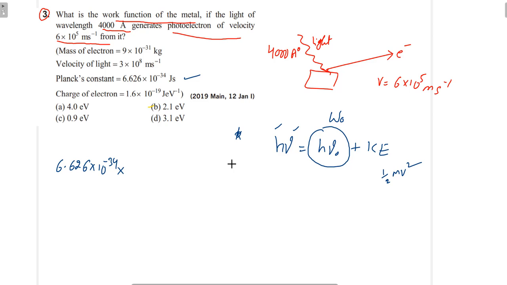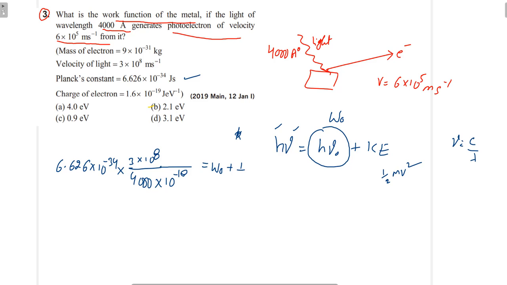Nu equal to c by lambda. The formula is nu equal to c by lambda, where c is the light velocity. Light velocity is given as 3 into 10 power 8, c by lambda, 4000 angstroms. Converting 4000 angstroms into meter: 10 power minus 8 is for centimeter, 10 power minus 10 is for meter, so you have to multiply by 10 power minus 10. Now h nu is over, and that equals W naught, which we have to calculate, plus Ke.